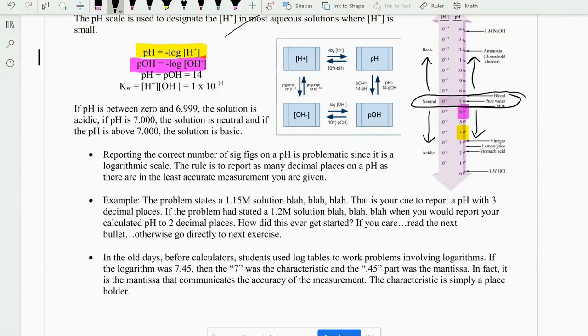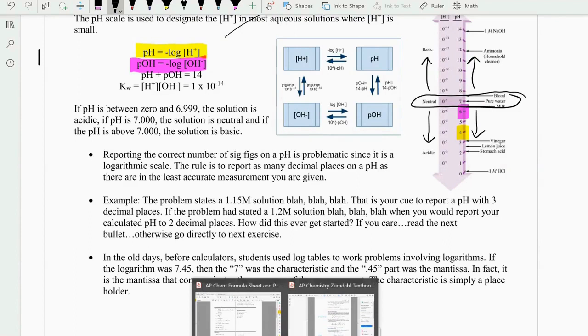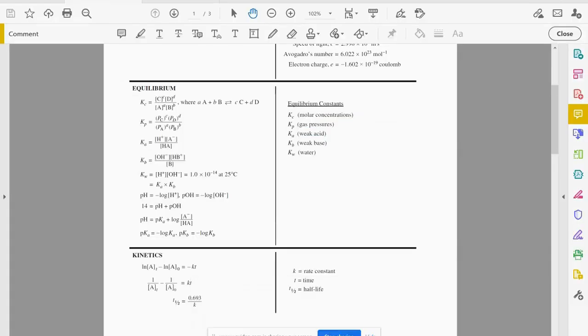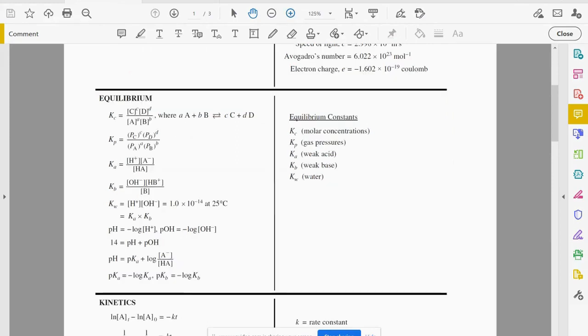Okay, really quick before we go any further, I want to show you your AP reference sheet, and let's take a look at what types of values and equations are given to us here. I'm going to go ahead and in the equilibrium portion of your AP reference sheet is where you'll find the necessary items for acid and base chemistry.